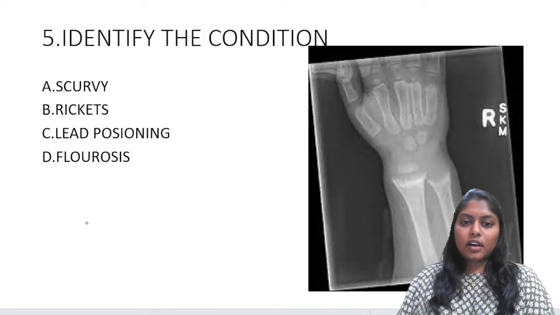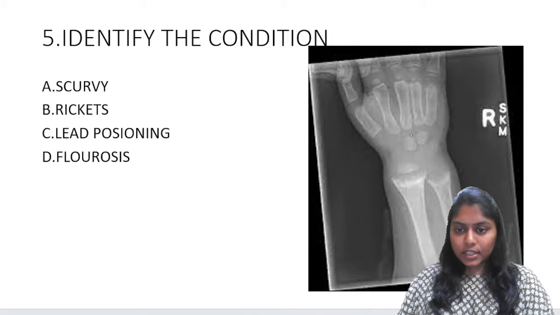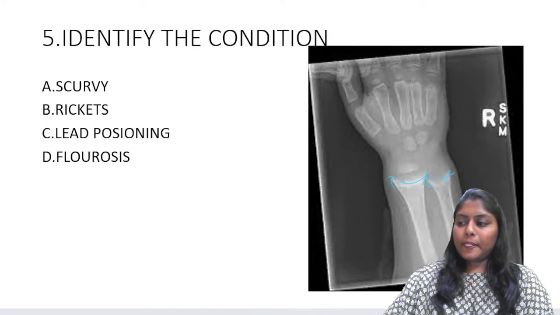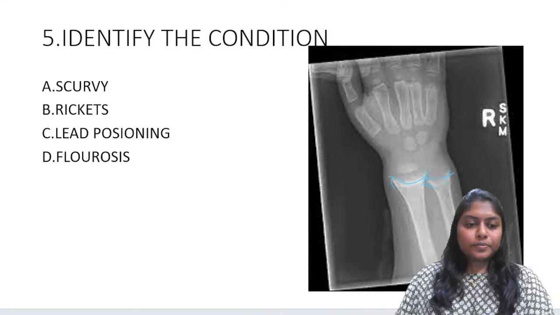Next, identify the condition. A, scurvy; B, rickets; C, lead poisoning; and D, fluorosis. So, what are we seeing here? Definitely, it is an immature skeleton because all the carpal bones are not here, and there is cupping and fraying of the metaphysis in both radius and ulna. So, this is a case of rickets.